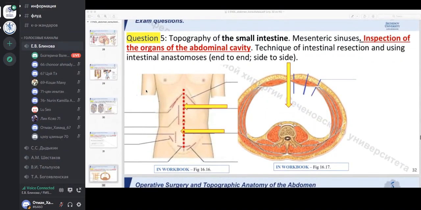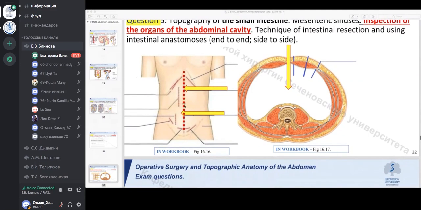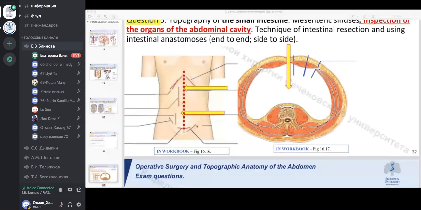Here you can see the types of laparotomy. It's a longitudinal. There are five groups: longitudinal, transverse laparotomy, oblique laparotomy, angle laparotomy, and combined laparotomy. This is a longitudinal middle laparotomy. It is divided into the superior mid laparotomy, mid laparotomy, and inferior mid laparotomy.